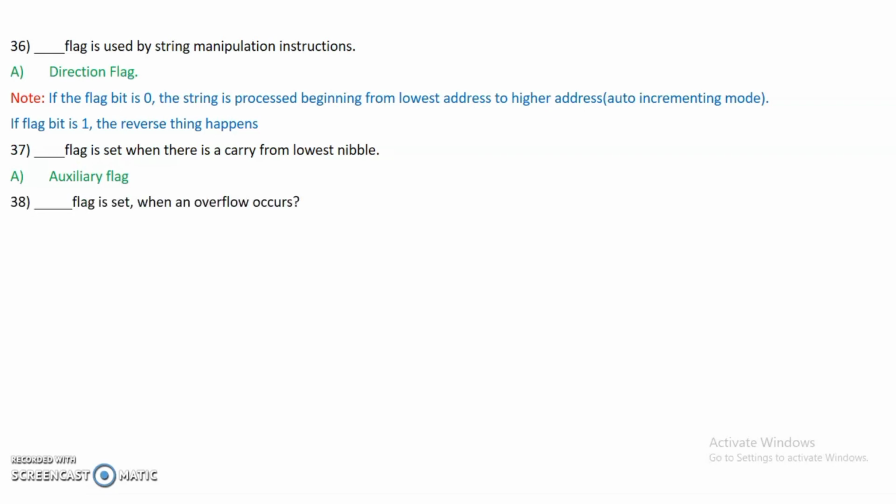Bit number 38. Dash flag is set when an overflow occurs. So the answer is simple. Overflow flag. Bit number 39. Dash, like interrupt request is dash. So the interrupt request is level triggered input.